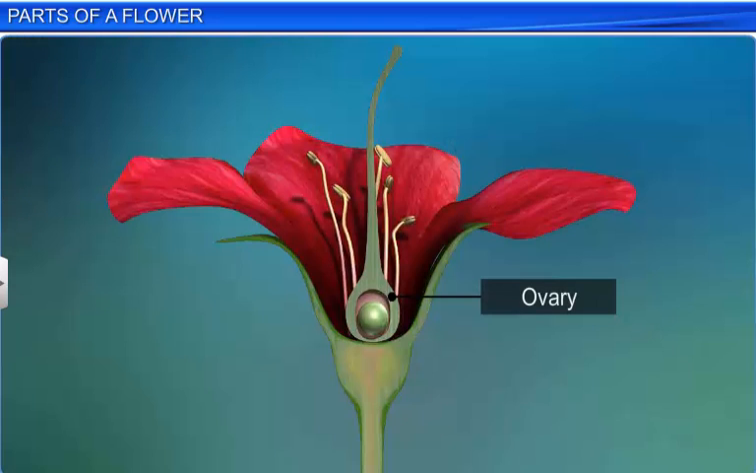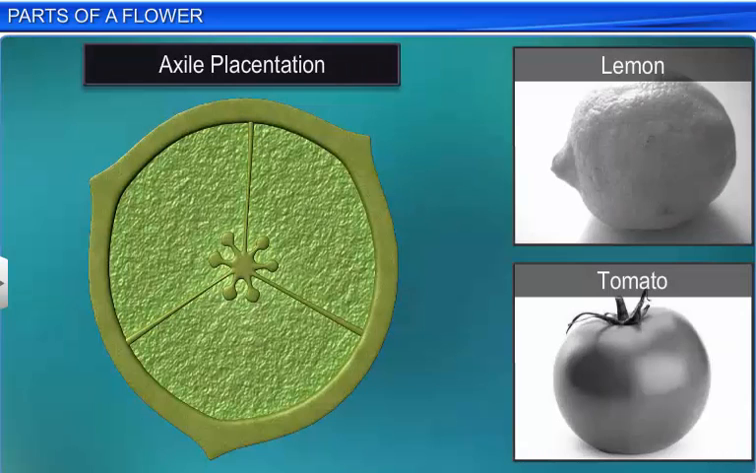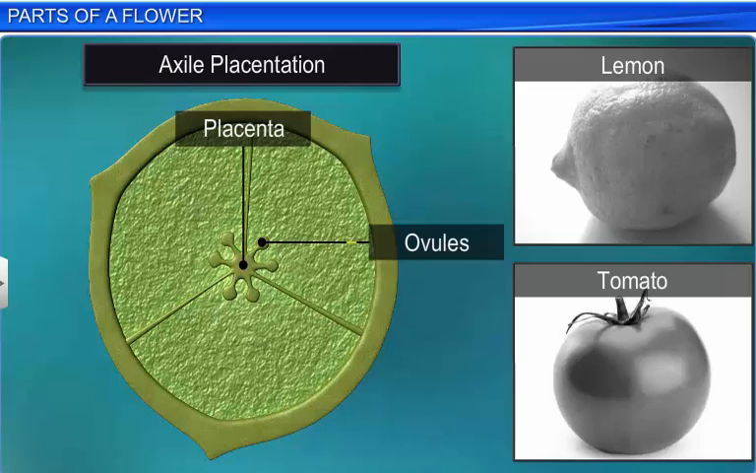The arrangement of ovules within an ovary is called placentation. There are different types of placentation: axial, parietal, basal, free or central, and marginal. In axial placentation, the placenta is axial and the ovules are attached to it in a multilocular ovary, as in lemon and tomato.